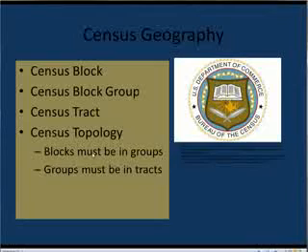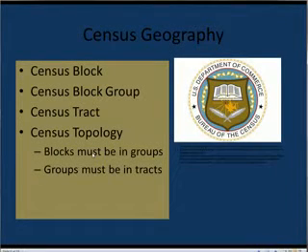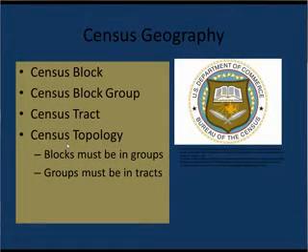Next, I'm going to explore census geography. This is broken down to census block, block group, tract, and topology. And lastly, we have census topology. This contains the topology information for each one of these groups.